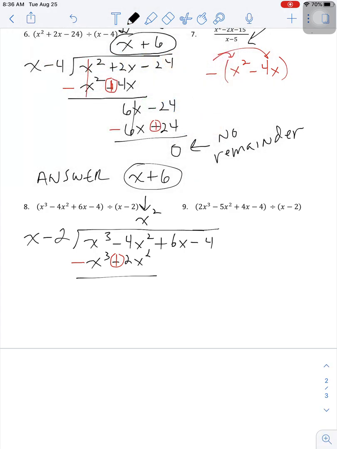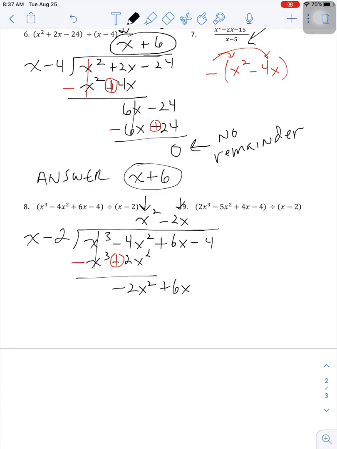In essence, if you know you're on the right path, that first term should drop out, and then a negative 4x squared plus 2x squared is going to give me a negative 2x squared, and then I bring down the 6x. Now we move to the next spot. What times x gives you negative 2x squared? Well, the answer to that is going to be a negative 2x.